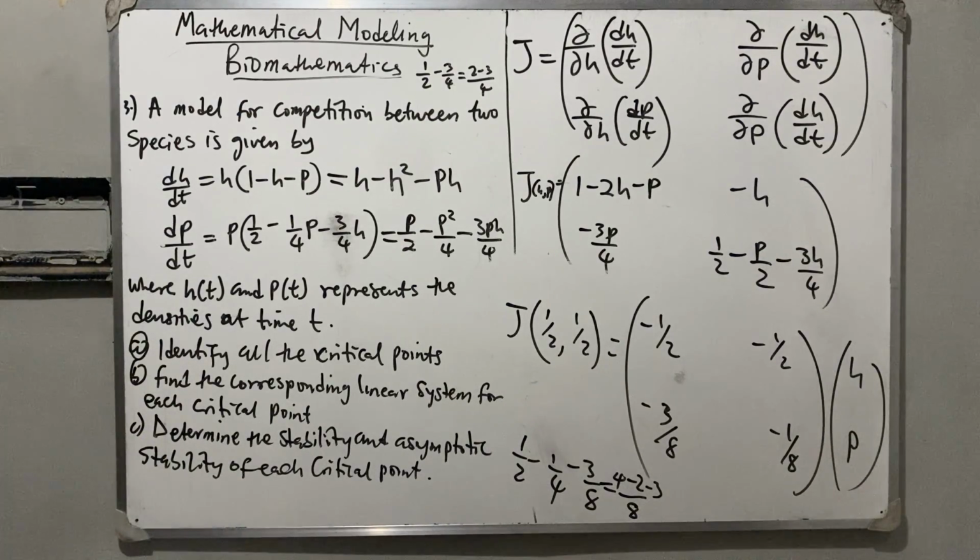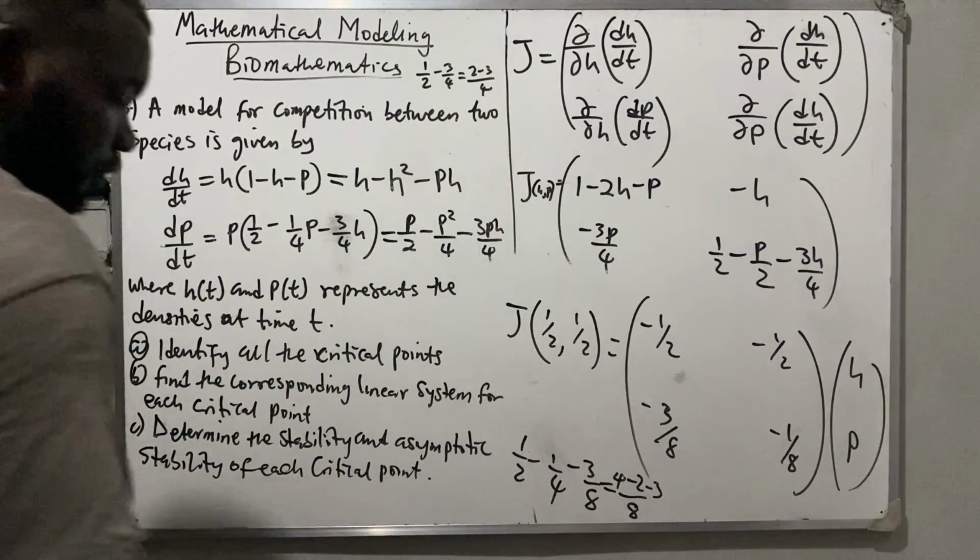So question number 3 said we should determine the stability of each of the critical points. Don't forget that to determine the stability of each of the critical points, we're going to be using eigenvalues. And for eigenvalues, it's very simple, just for each of them.